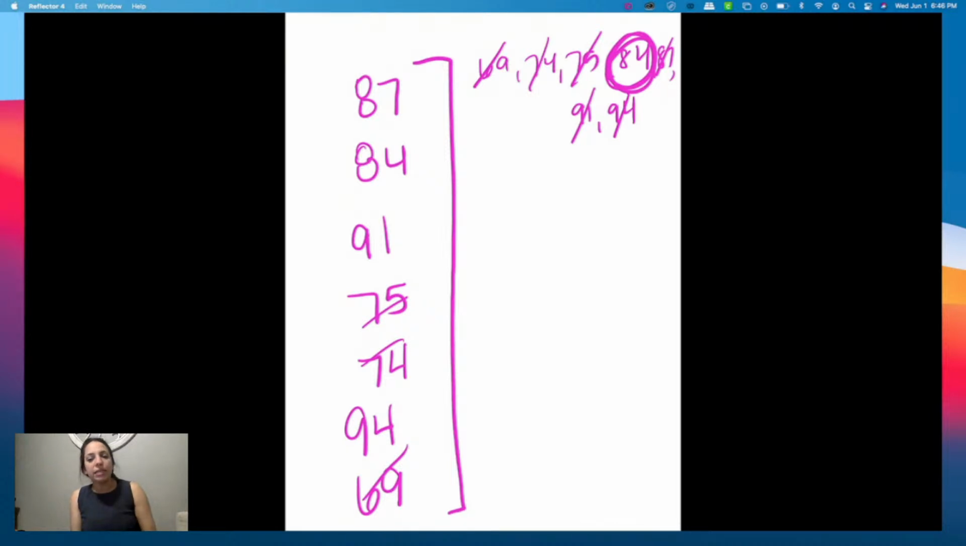Would 69 be considered an outlier? No, because you have 74 and 75 really close in there. And there's a special equation that you can use to find outliers. It has to be a certain percentage away from the rest of the data, but that's definitely not an outlier.